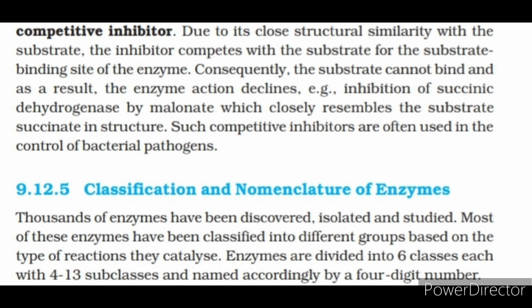Classification and nomenclature of enzymes. Thousands of enzymes have been discovered, isolated and studied. Most of these enzymes have been classified into different groups based on the type of reactions they catalyze. Enzymes are divided into 6 classes, each with 4 to 13 subclasses, and named accordingly by a 4-digit number.